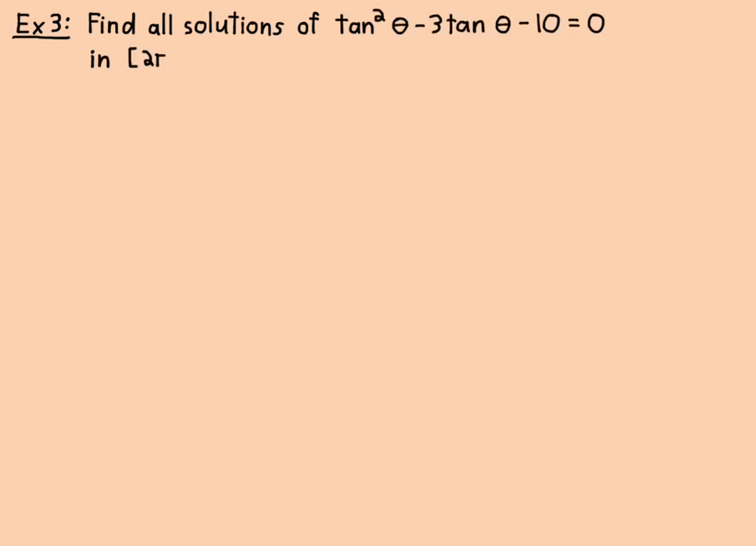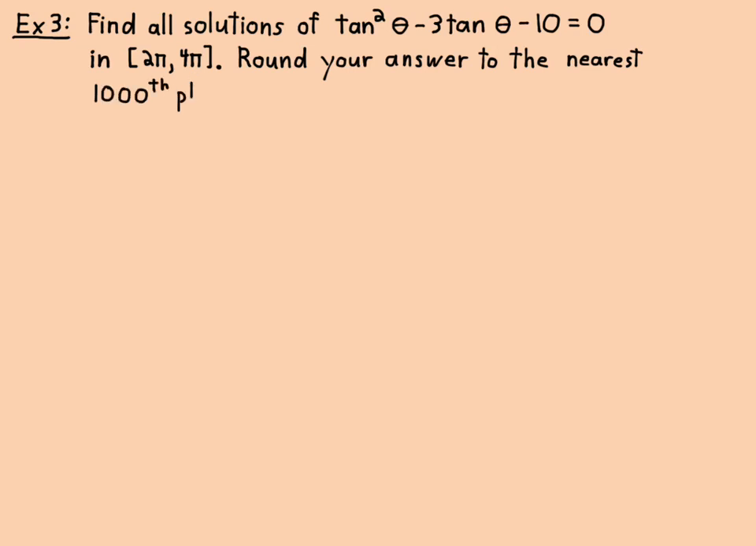So in this section, we start by adding an extra step. On the previous ones we had a trig function equal to a constant, and on this problem, we have to get equations into that form first. So we're going to find all solutions of tangent squared theta minus 3 tangent theta minus 10 equals 0 that lie in the interval 2 pi to 4 pi. And it says to round your answer to the nearest hundredth place. Or, I'm sorry, thousandth place.